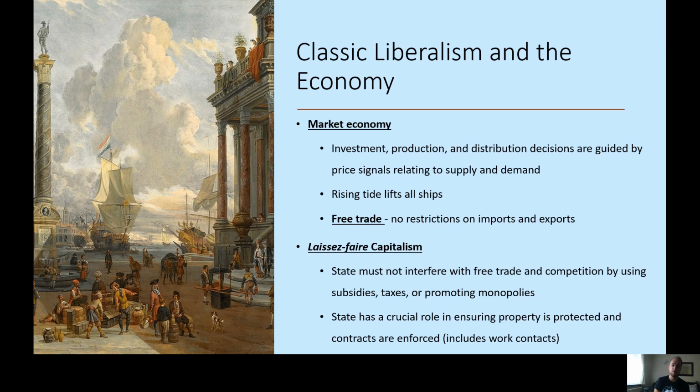Classic liberals are also in favour of laissez-faire capitalism. So this is the idea that the state must not interfere with free trade and competition by using subsidies, taxes, or promoting monopolies. So essentially, they believe the state must have minimal involvement in the economy. That instead, the state cannot ask for subsidies, it cannot raise taxes, for example, for the purpose of benefiting the state, and it also cannot promote monopolies. So it cannot nationalize certain industries, it cannot skew the rules to benefit certain businesses.